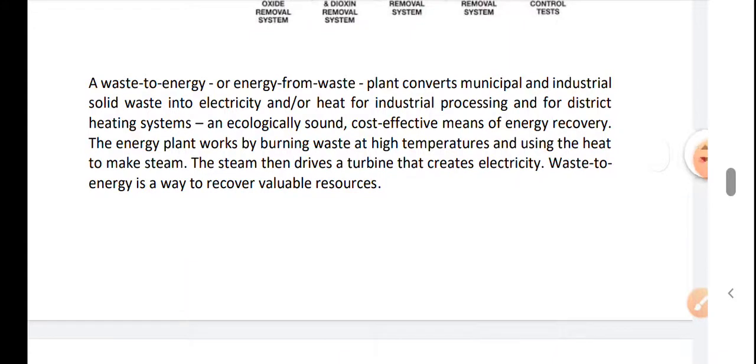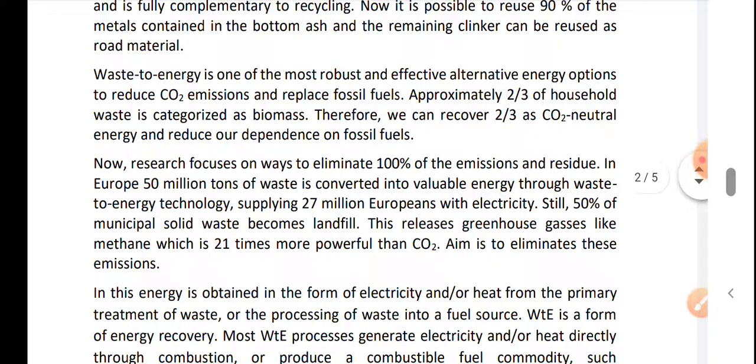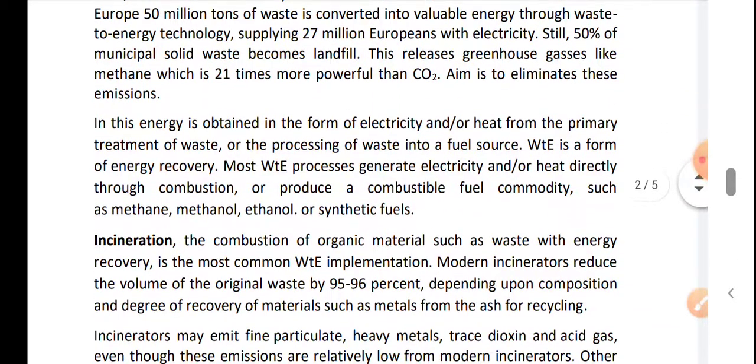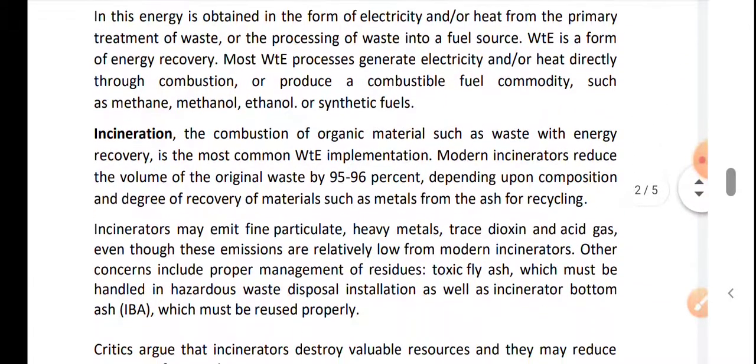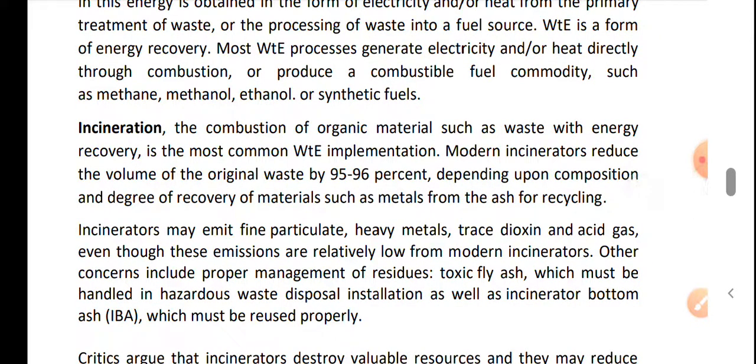All these things are written here, and a few technologies are used in this process, and these are specified here. One of them is incineration. Incineration is basically the combustion of organic materials so that energy can be recovered from the waste.